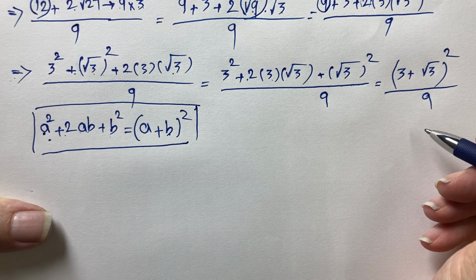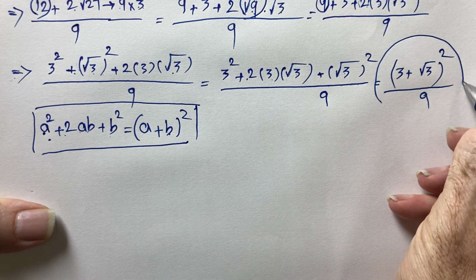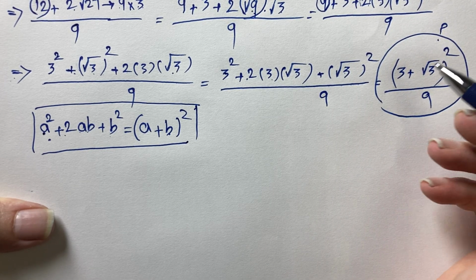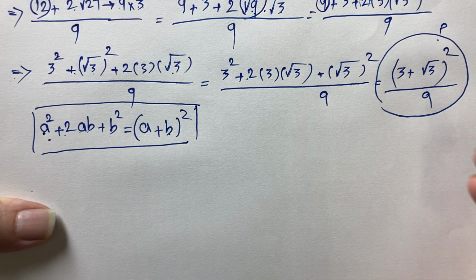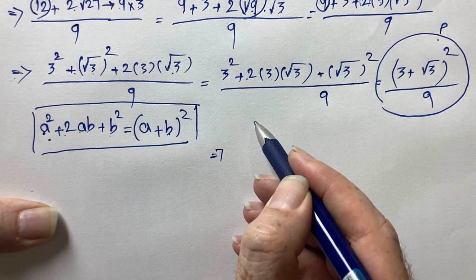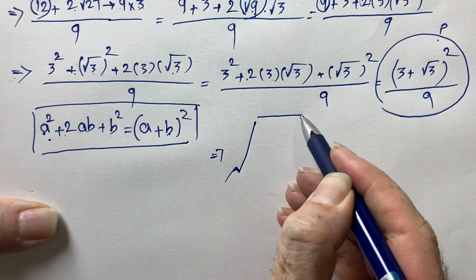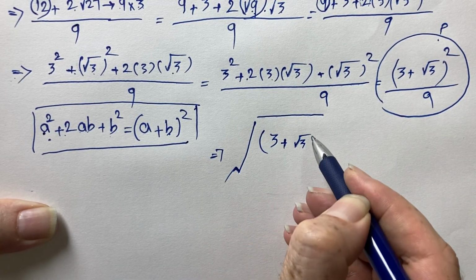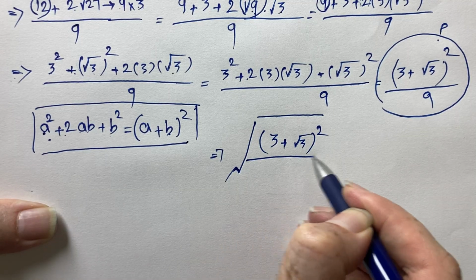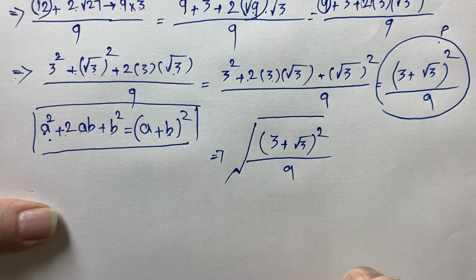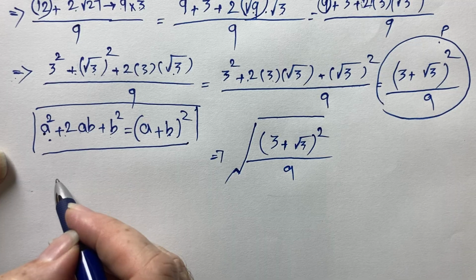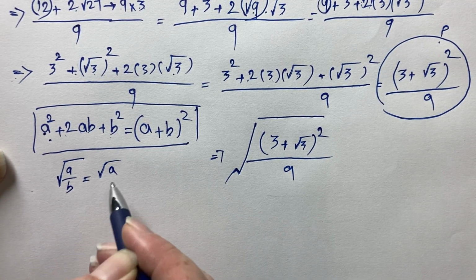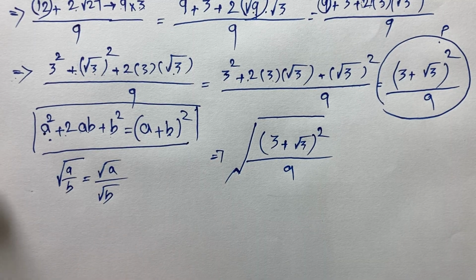Until here, we did it well. Good job. But what is this? Look, this is our inner part. We are going to find a square root of our inner part, which means we need to find a square root of 3 plus second root of 3, all of it to the power of 2 over 9. To continue the solution, look, here we have a square root of a over b, which can be written in the form of a square root of a over a square root of b, right?